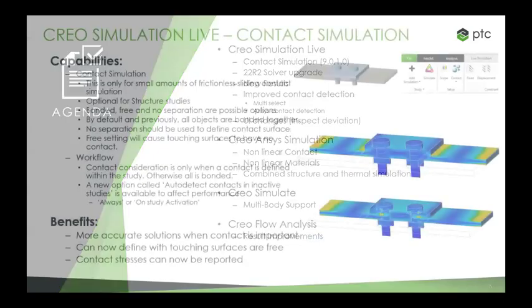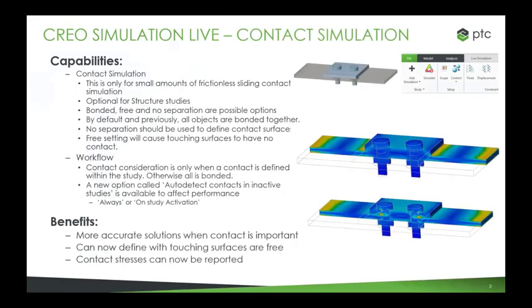Okay, so first is Creo Simulation Live, contact simulation. So now, instead of the entire assembly bonded, which is currently in 9.0 and earlier, we can now add small amounts of frictionless sliding contact. Okay, it's not going to be something you can do with a snap fit, something really crazy. It's small strain. That's really the key here, but it's going to give you more realistic results than you would if things are glued or bonded together.